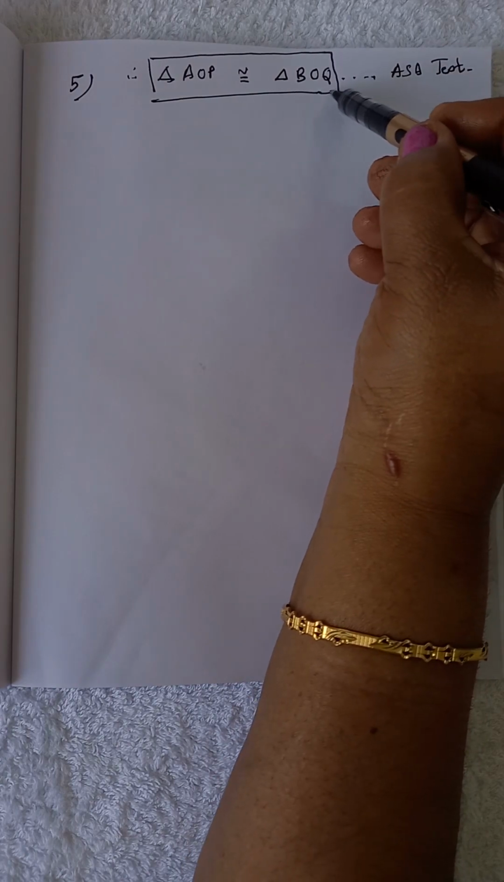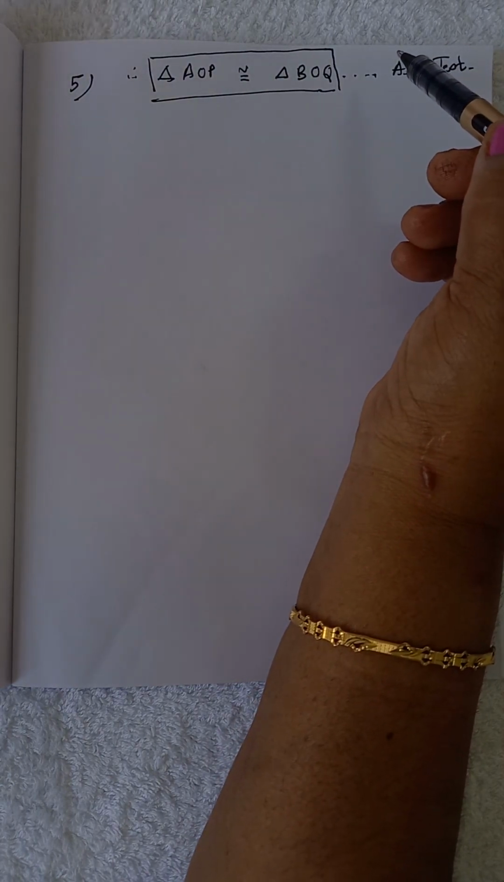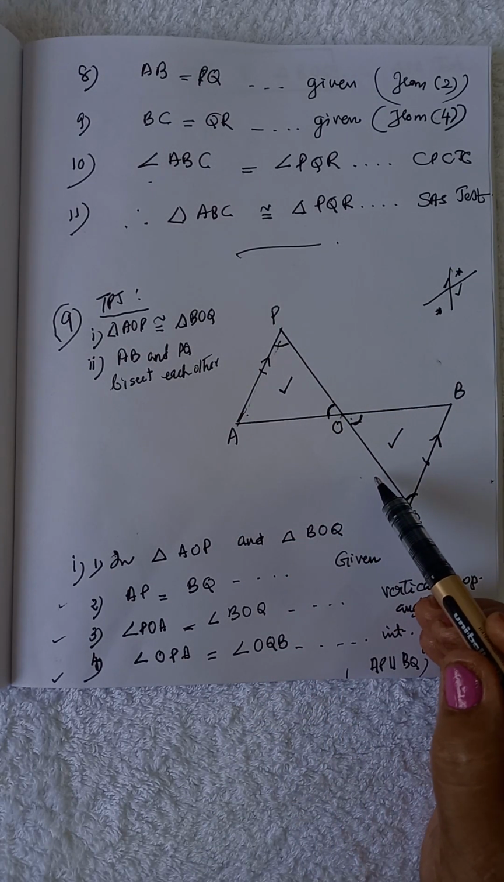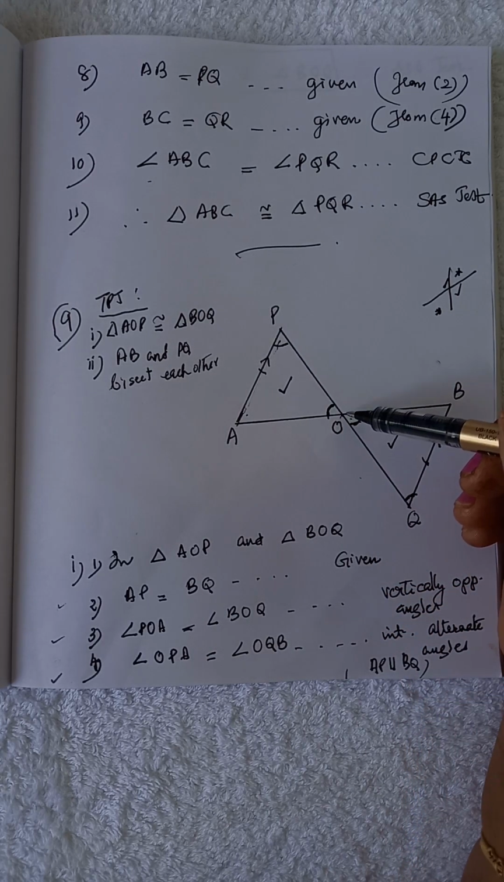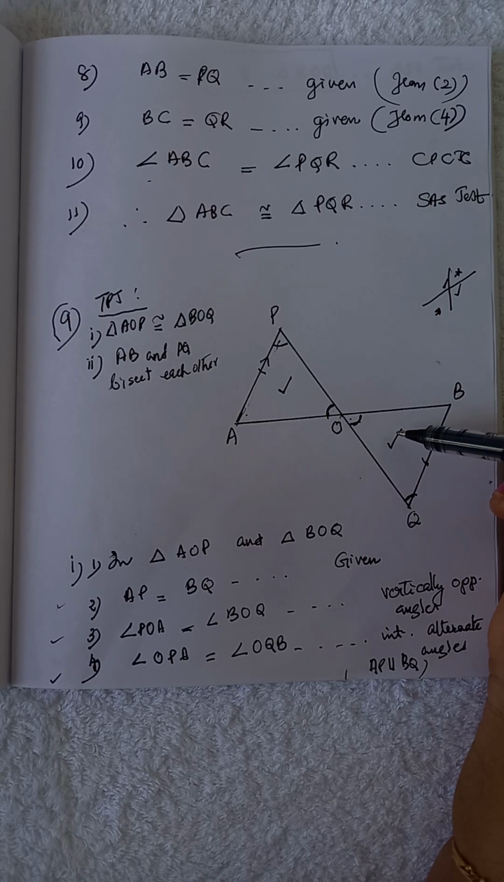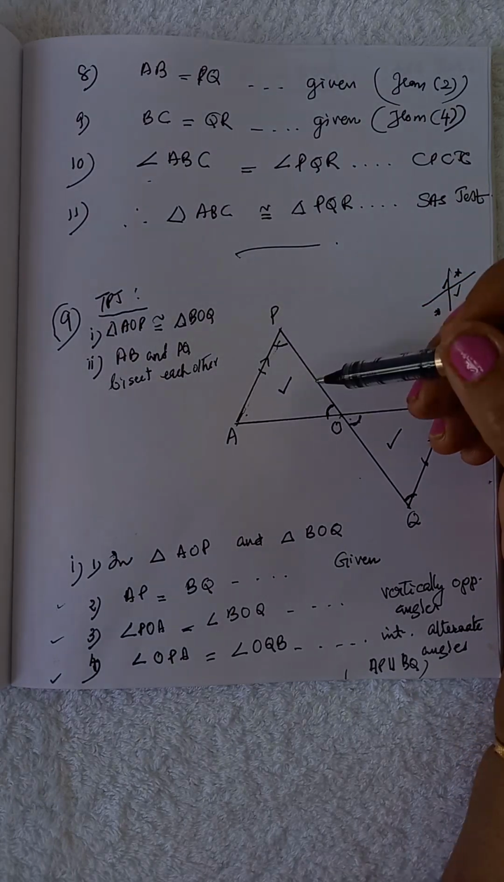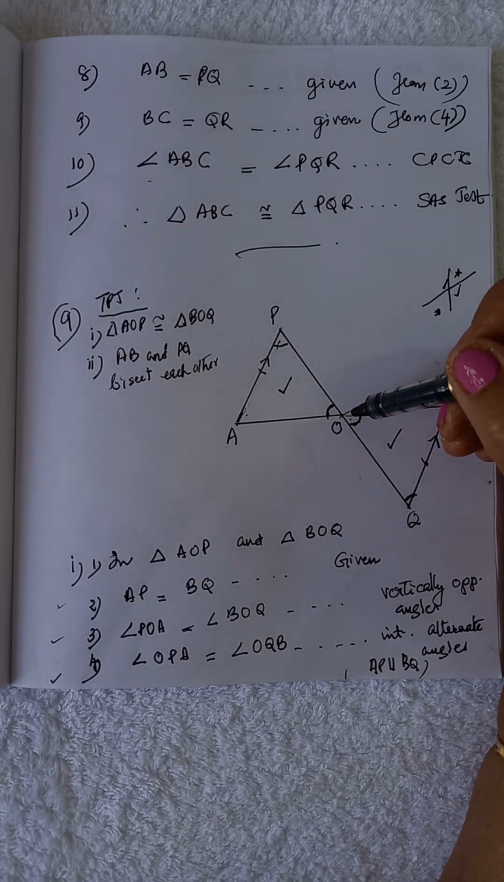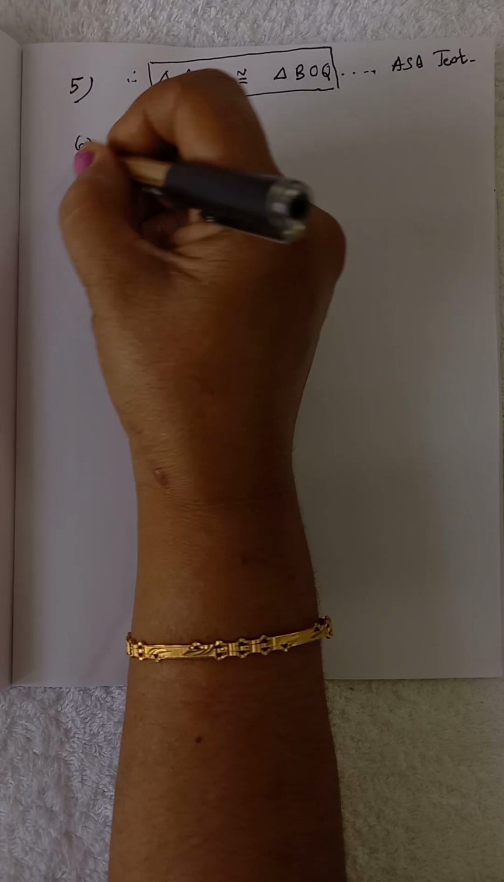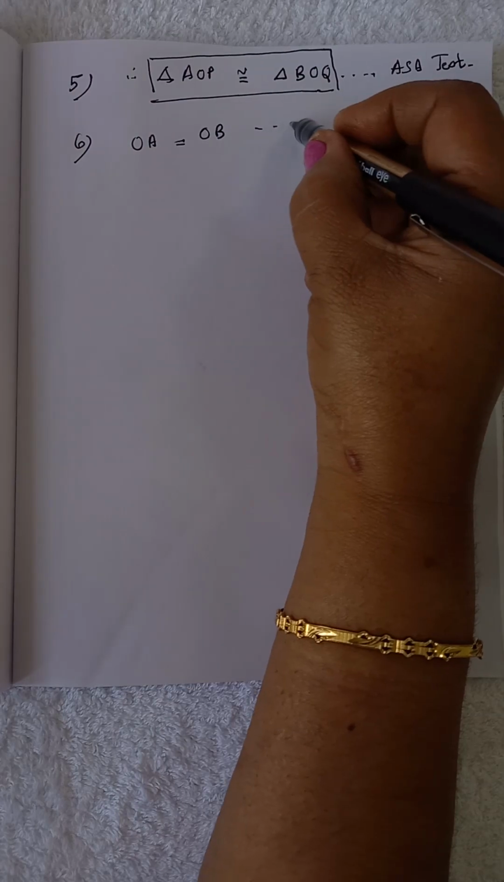Now we have to prove that AB and PQ bisect each other. Yes, to prove that this AB and PQ bisect each other, we need to prove that this OP is equal to OQ, and OA is equal to OB. As these two triangles are congruent triangles, their corresponding parts are congruent, that is equal. So we can say that this OP is equal to OQ and OA is equal to OB by what? By CPCTC. So we can write sixth point as OA is equal to OB, that is CPCTC.